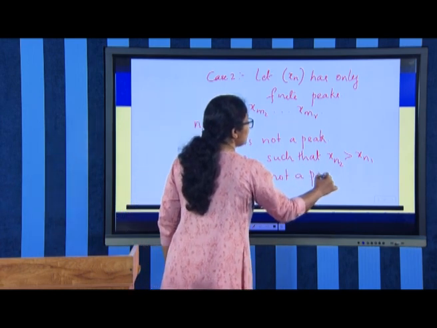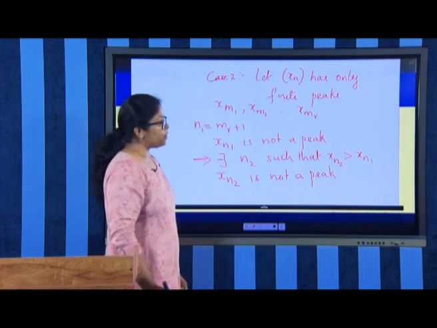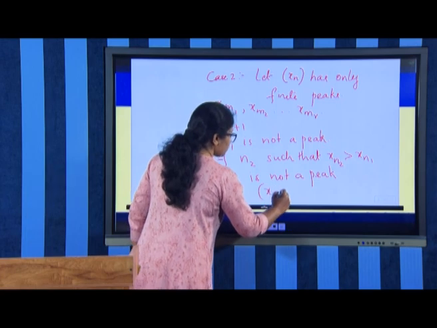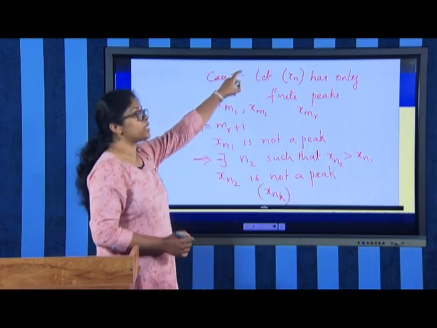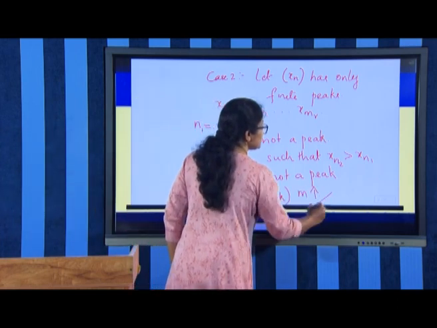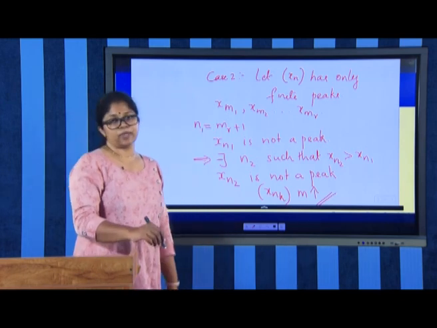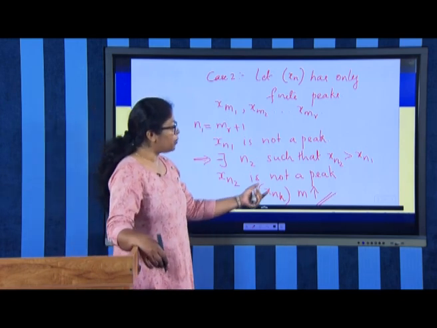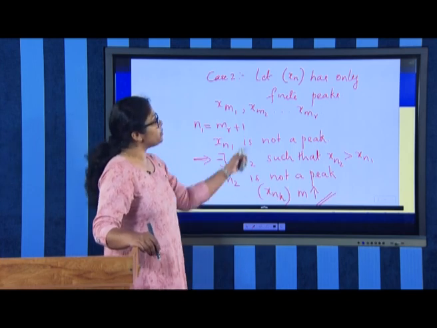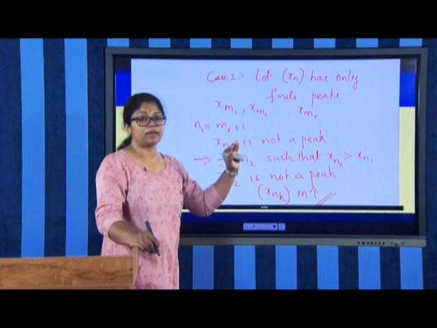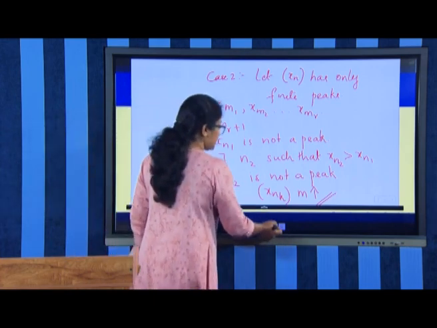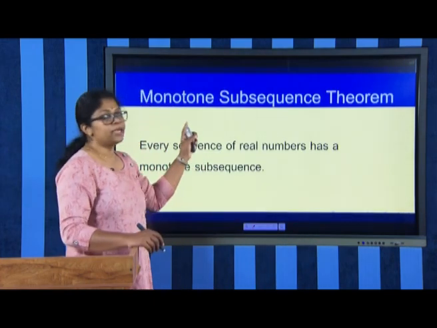So, this can be done infinitely many times, and then we get a sequence, say xnk, which are all elements of the original sequence xn, and this is a monotonically increasing subsequence of the original sequence. That is how we can form a monotonic increasing sequence of non-peak elements. So, that completes the proof of the monotone subsequence theorem.